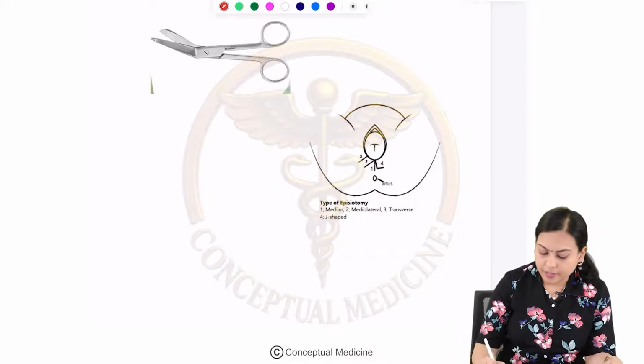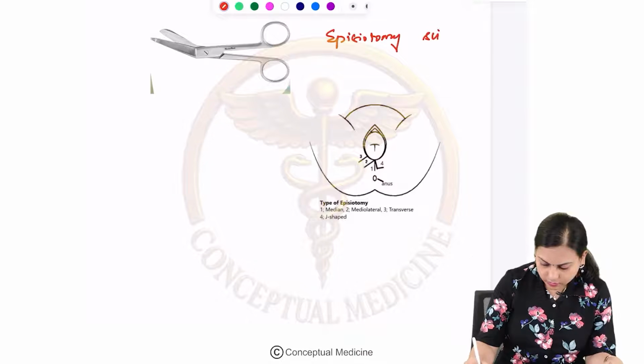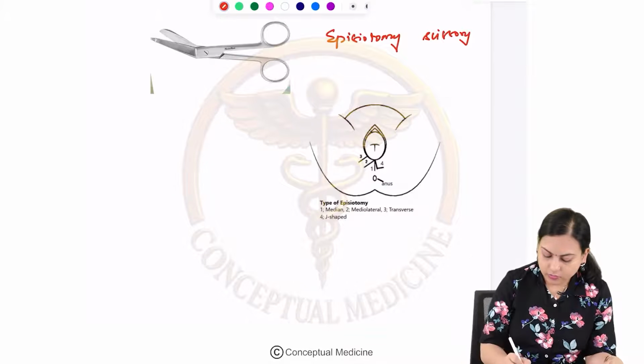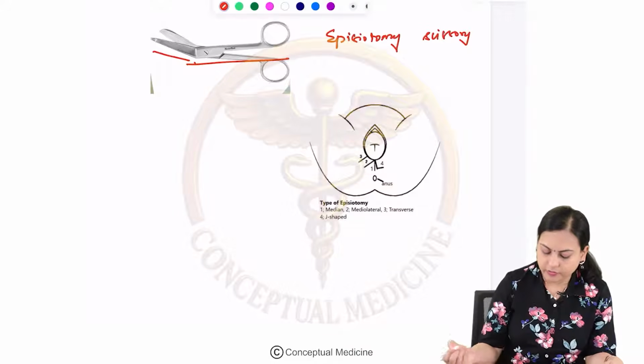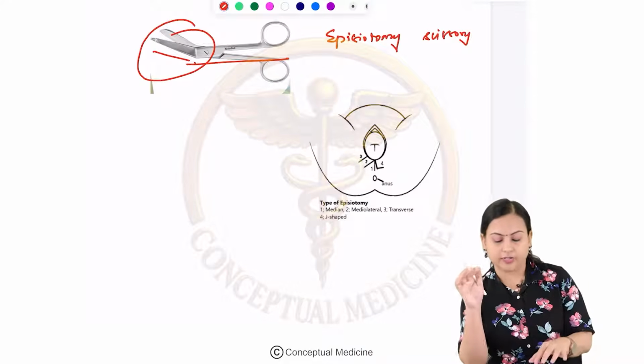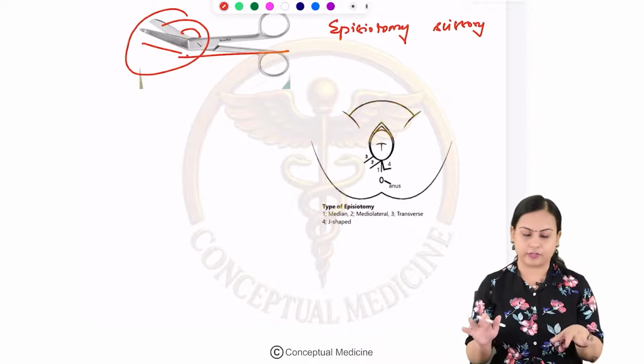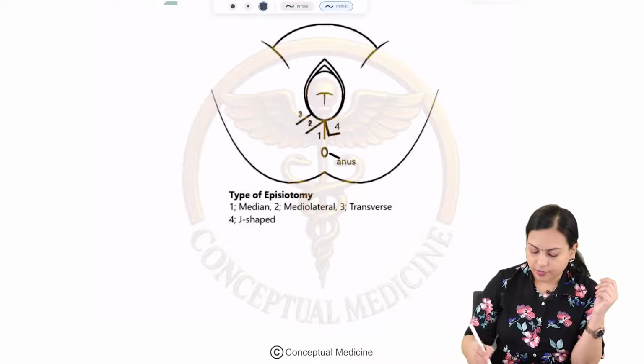So this is the episiotomy scissors we use. This is an angulated scissors, a unique type of scissors that we use in obstetrics and gynecology, and you will be able to identify it easily. The only thing you have to see is that it is angulated, right? So these are the types of episiotomy we are going to see.